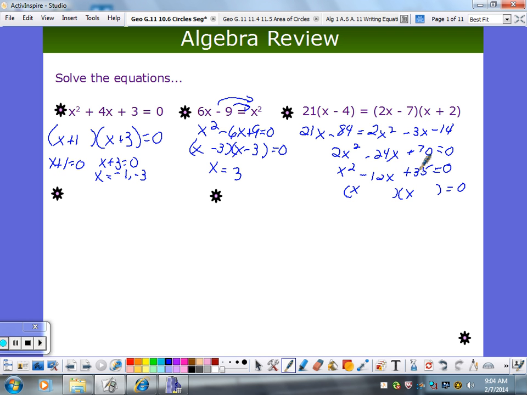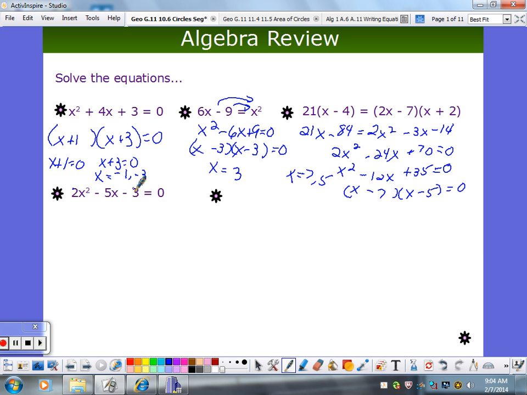Two numbers that multiply to 35 and add to negative 12. Negative 7, negative 5. So what do I get here? x equals 7 and 5 for those guys. What else do I have here? Okay, now this one is a true type 5. I can't reduce, right? So how do I do this one?